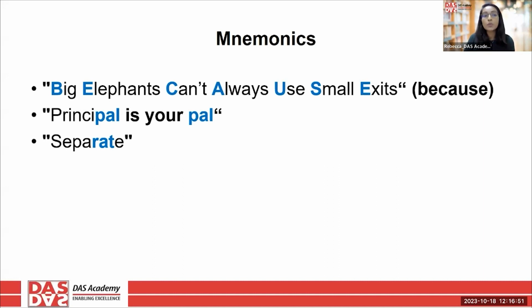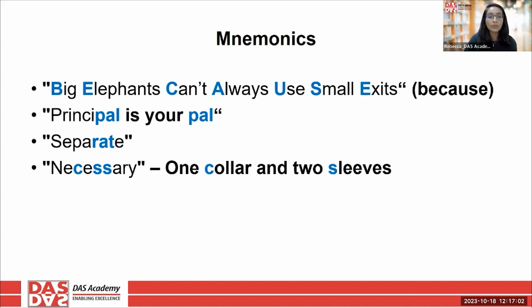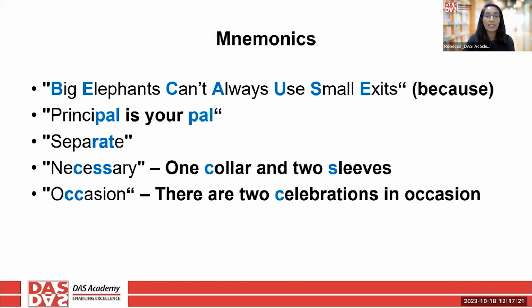So what you're trying to do over here is get the child to link something that they already know how to spell to something that they have difficulties spelling, from a known to an unknown. Right? Over here, usually students have difficulties remembering whether it is one S or two S's or two C's. So here, a good way to remember is to have a linking sentence. One collar and two sleeves indicates that it's one C and two S.